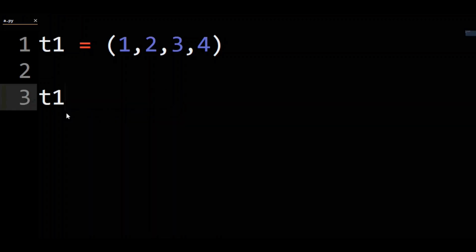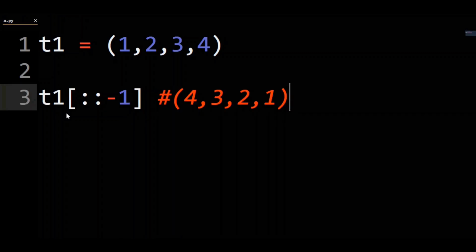Now for one last example, you can optionally provide a third number to the slicing syntax. If you provide no third number, it stays at 1. What this means is that the tuple steps through one element at a time and no element is skipped. For our last example, we will do T1 square brackets colon colon negative 1. What this is saying is to slice the tuple backwards. Start at the end of the tuple, then step towards the front. Meaning, this output would be a tuple starting at 4 and going down consecutively to 1.